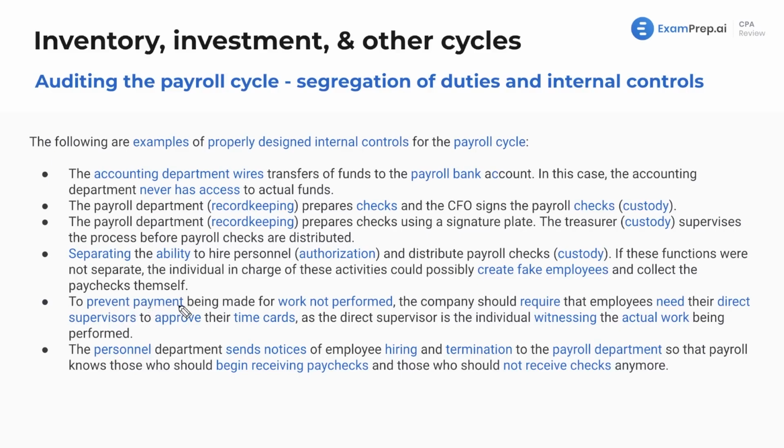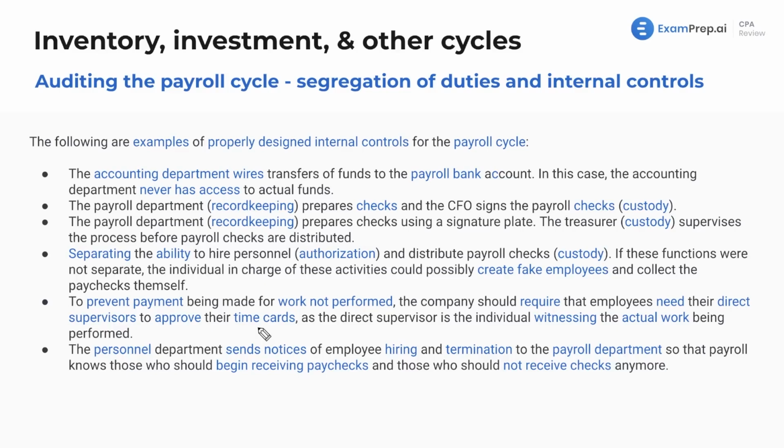Now, to prevent payment being made for work not performed, the company should require that employees need their direct supervisors to approve their time cards. Think about it. You work for an accounting firm. Your manager, and individuals above you, look over your timesheet. By saying timesheet, a lot of you are getting riled up. Yeah, I feel the same way.